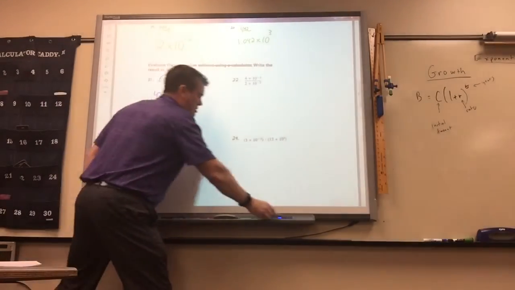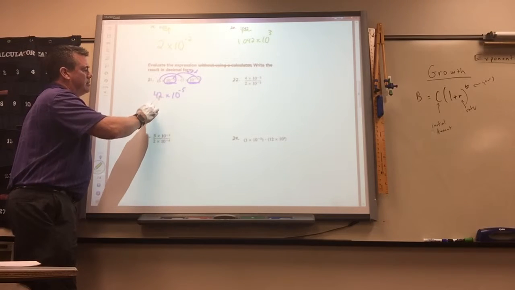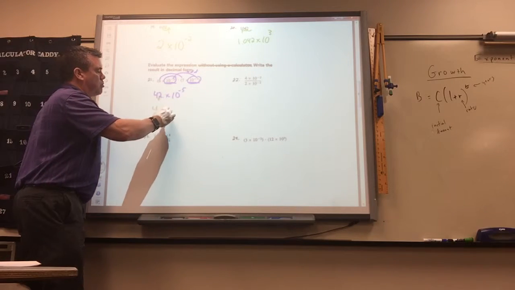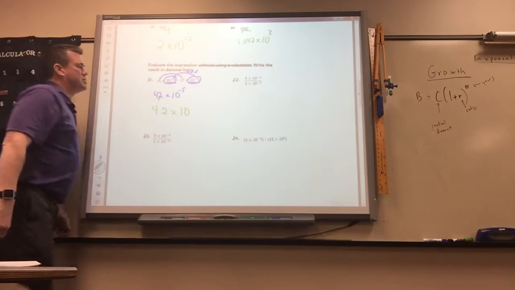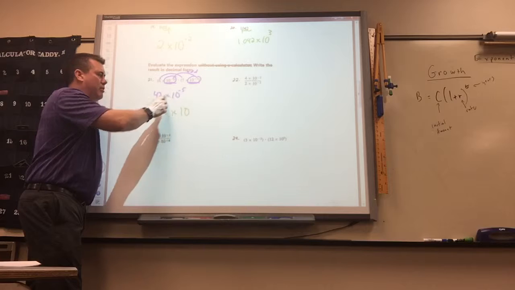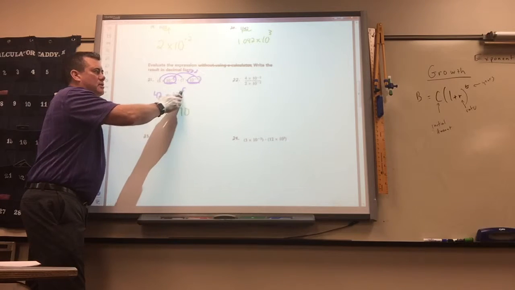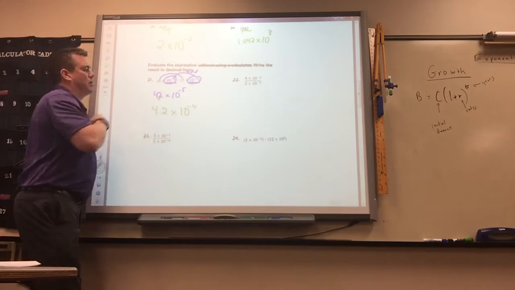So the problem with this is, the decimal is here, it should be there. So you gotta change that to 4.2 times 10. Now what happened, since it was negative, they were moving it this way. They went one too far. So it'd be negative 4. So that, they should have stopped at negative 4.